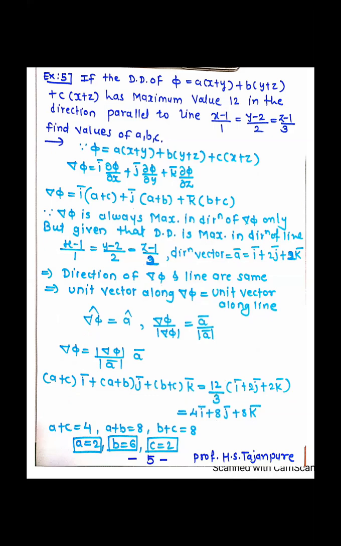So 3 fours are 12. Then you multiply this 4 inside the bracket. You will get 4i bar plus 8j bar plus 8k bar. And now again compare the coefficients of i, j and k on both sides of the equation. So a plus c is 4, a plus b is 8, and b plus c equals 8. And again, all of you solve these three equations in the calculator, three equations with three unknowns, and give me your answer through the chat box.